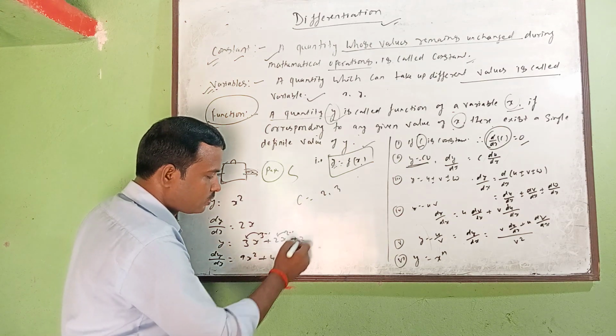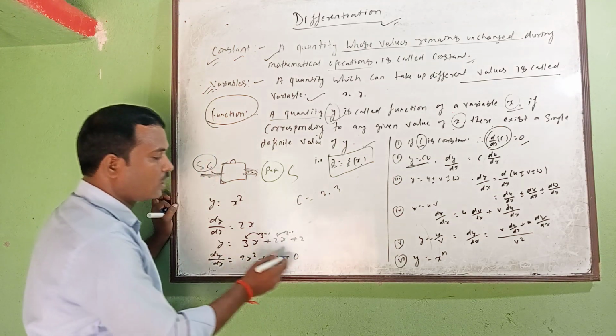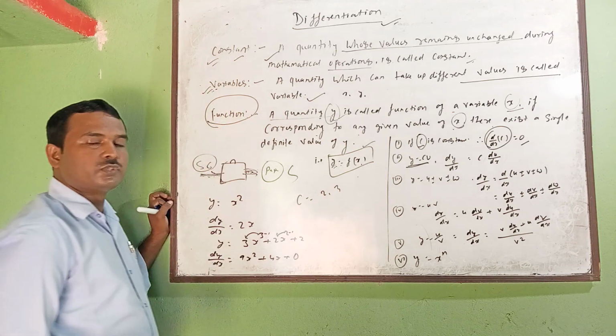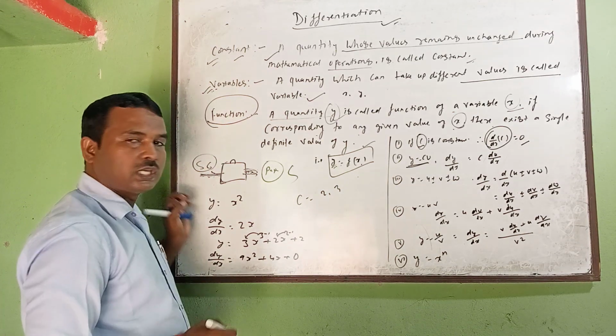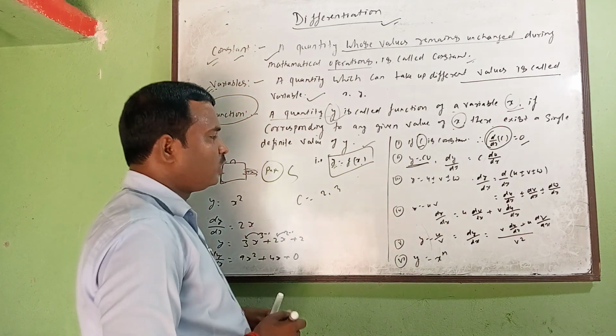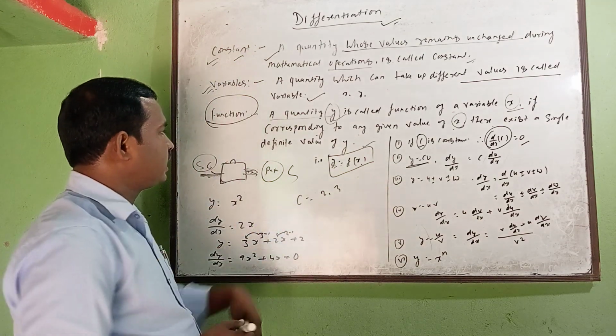If you differentiate this one, here will be 0. Or you can write the constant for c. Is it clear? So this will be the correct answer. Suppose one more example I am going to take related to that.